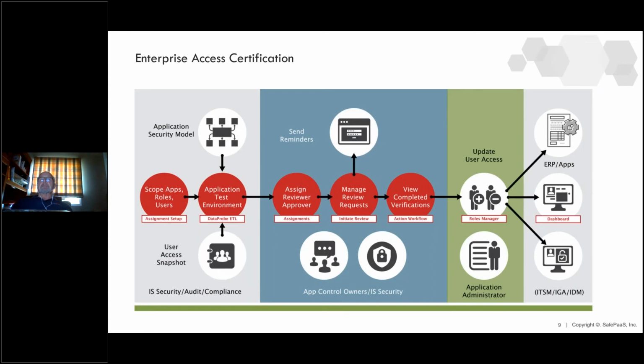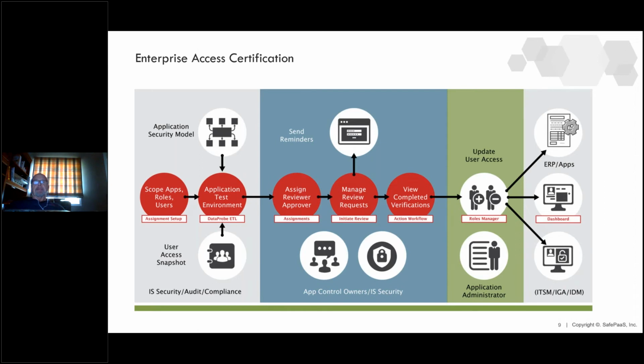This is the process that we provide within Safepass to do the enterprise access certification. I go through the various swim lanes, look at swim lane 1. You have to identify your applications, your roles and users, and those are set up within Safepass. So you identify what roles and users are assigned to a specific process owner, roles and responsibilities, and that would be the baseline for the actual certification process.